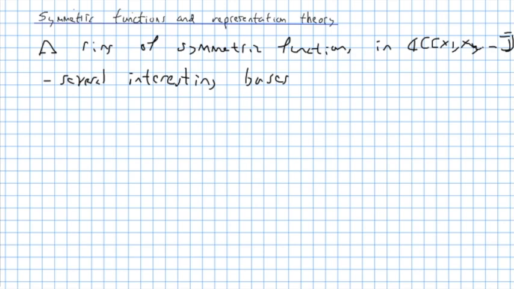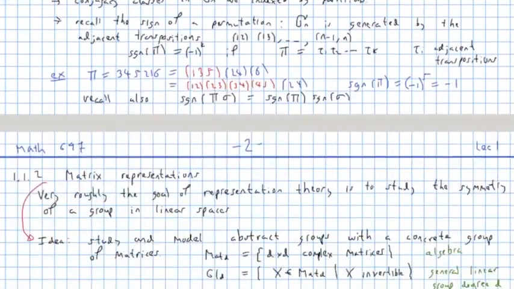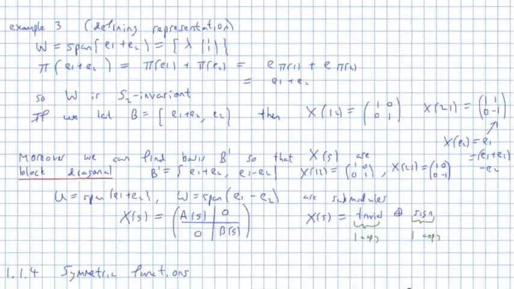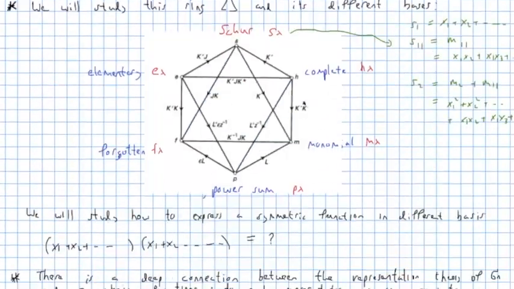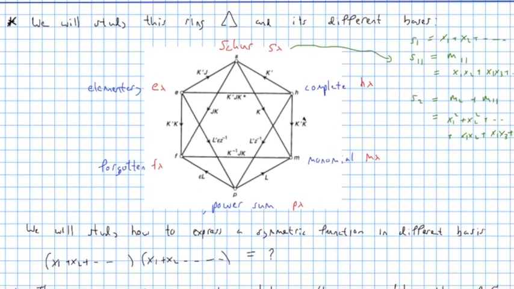So let me show you a picture of some of these bases. Whoa. This ring has different bases, and here's a picture from a very famous textbook by Macdonald. There are many more, but here are some of the bases. The easiest one to understand is monomial, but we'll explain it later.